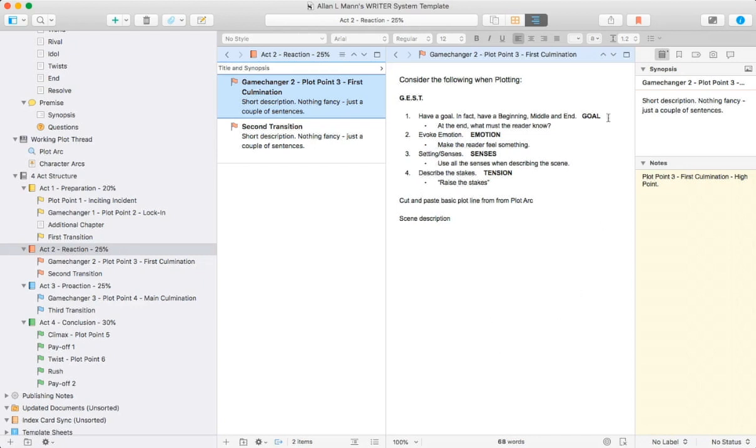Again, just flesh it out. This is your whiteboard. So just make some notes here. Let the creative process just go wild. Again, we're not writing anything. We're just plotting, outlining, structuring our story, all the way through Act 4, the rush to the payoff, and then resolve everything.